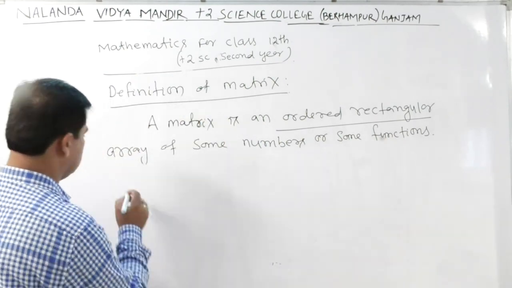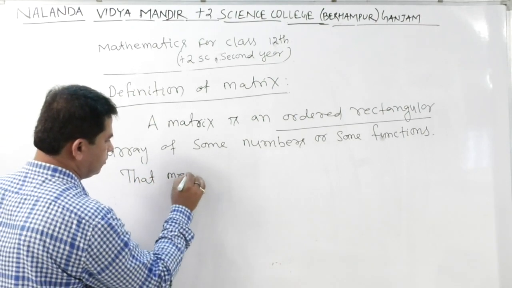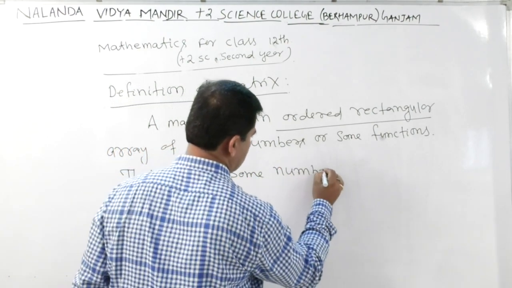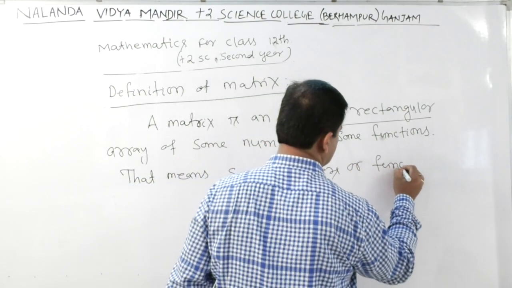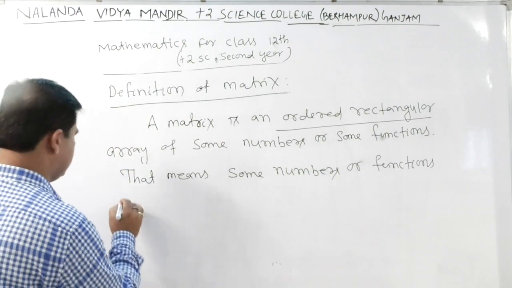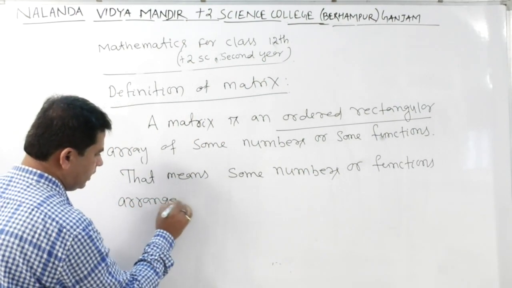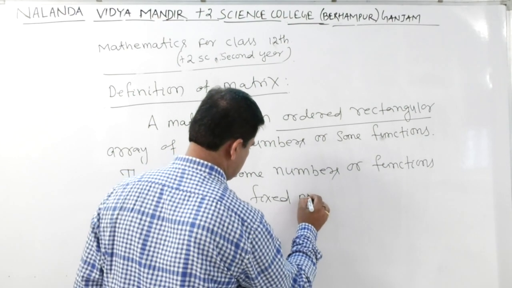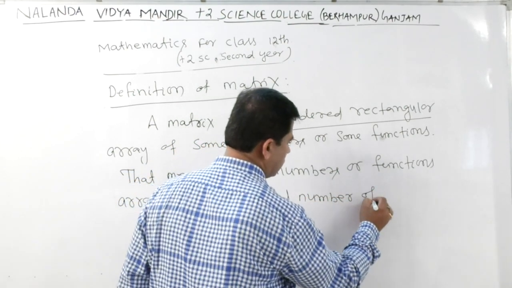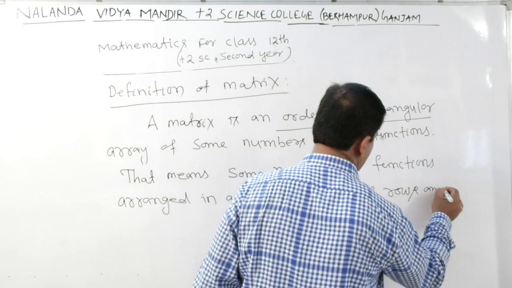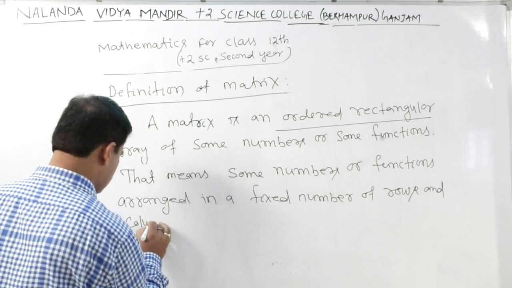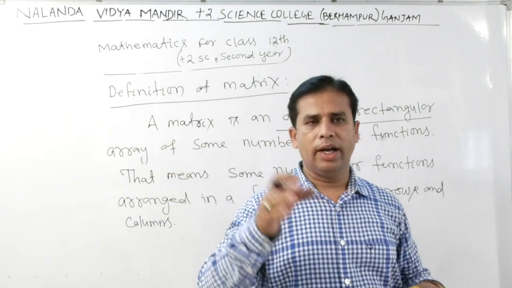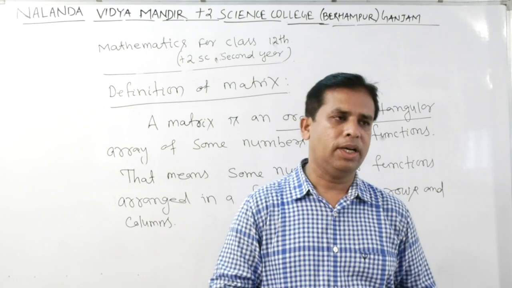That means some numbers or functions arranged in a fixed number of rows and columns. If some numbers are arranged in some rows and columns, that is also known as a matrix.